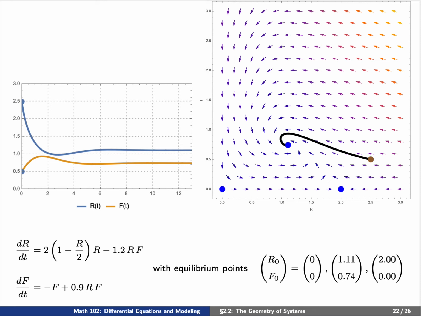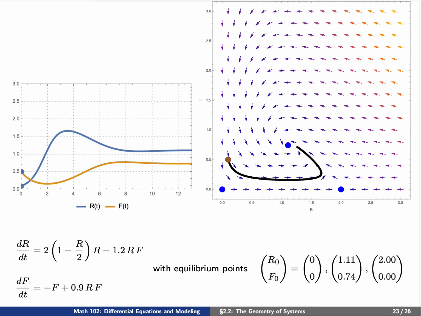Let's consider one last starting point. Now let's take a look at this brown dot that's over towards the left-hand part of the slope field. Again, you can see that the arrows carry along this black curve so that the brown dot spirals in once again towards the equilibrium point, the blue dot, at 1.11, comma 0.74.